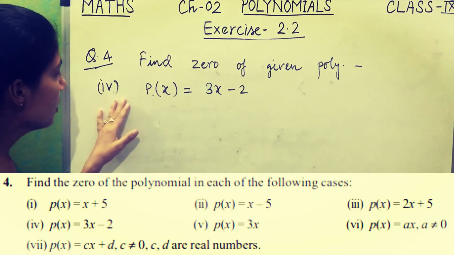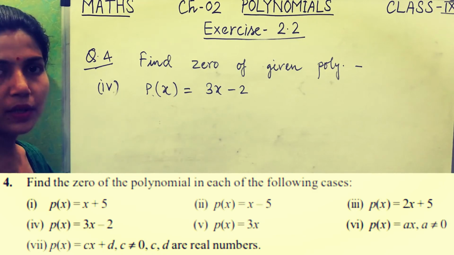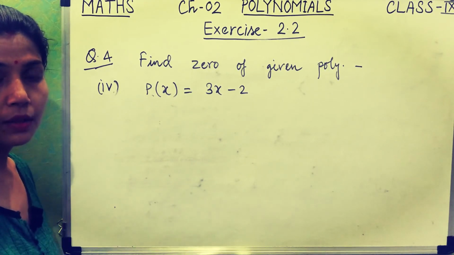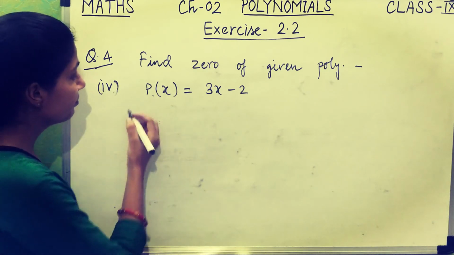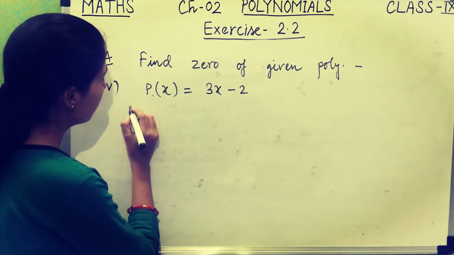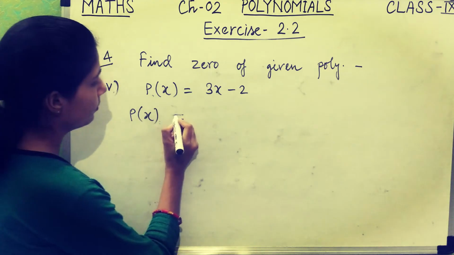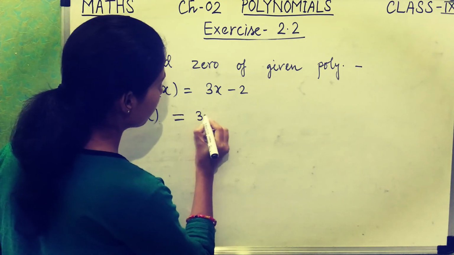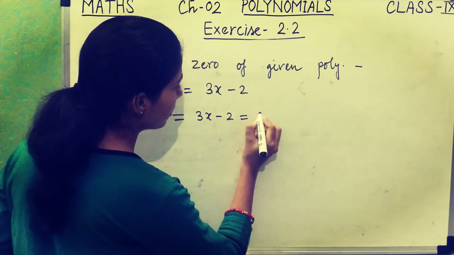So the next part is p(x) = 3x - 2. You have to find its zero. The same procedure you have to follow here. For getting the zero, we put the given polynomial equal to 0. So 3x - 2 = 0.